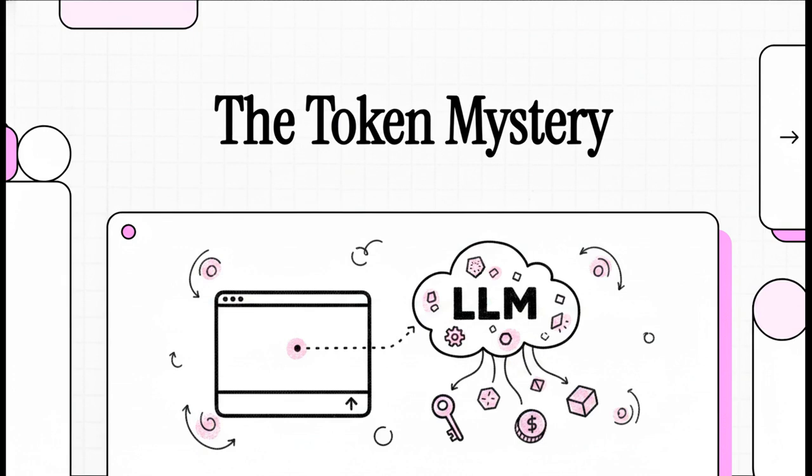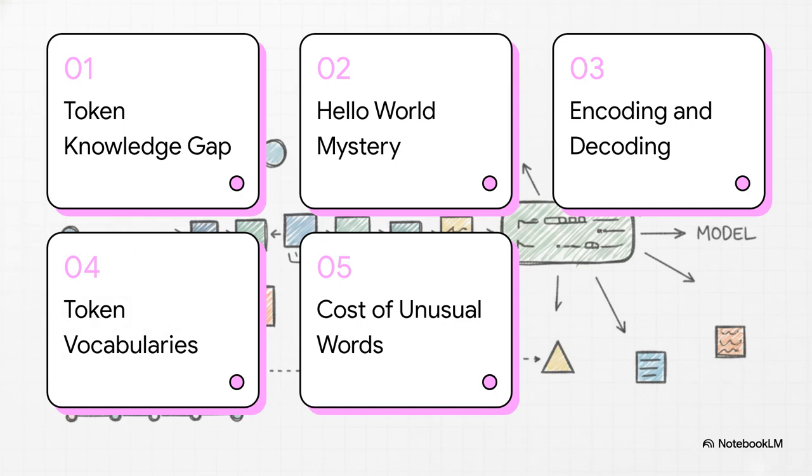We're going to decode exactly what happens the second you hit send on a prompt, and we'll uncover the hidden math powering the AI tools you're using every single day. Here's our roadmap for cracking this token mystery. We're going to start with the token knowledge gap, then check out the Hello World mystery. After that, we'll dive into encoding and decoding explained, move on to building a token vocabulary, and finally, we'll wrap things up with the cost of unusual words.